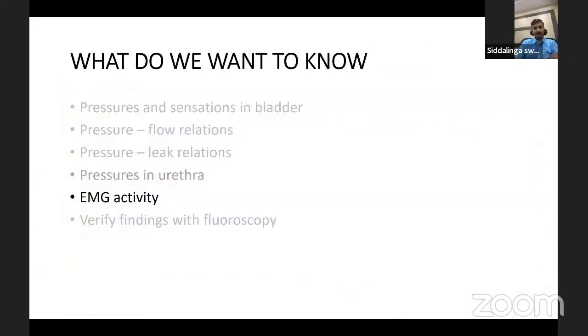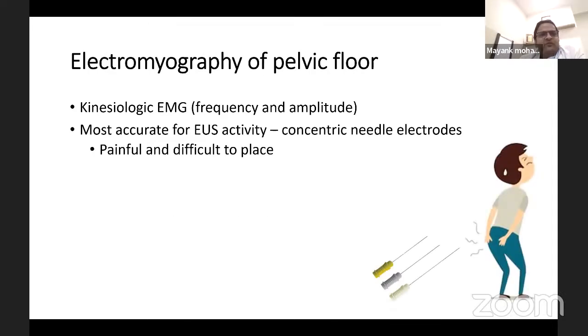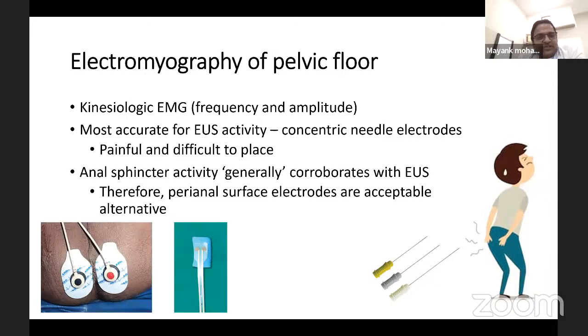One word about EMG activity. What we use is kinesiological EMG, that is frequency and amplitude. Although most accurate would have been a needle electrode, which would go directly into the sphincter. But obviously, it is a very painful process, expensive, and putting a needle inside the sphincter may lead into sphincter spasm. So what is more commonly used is a surface electrode.